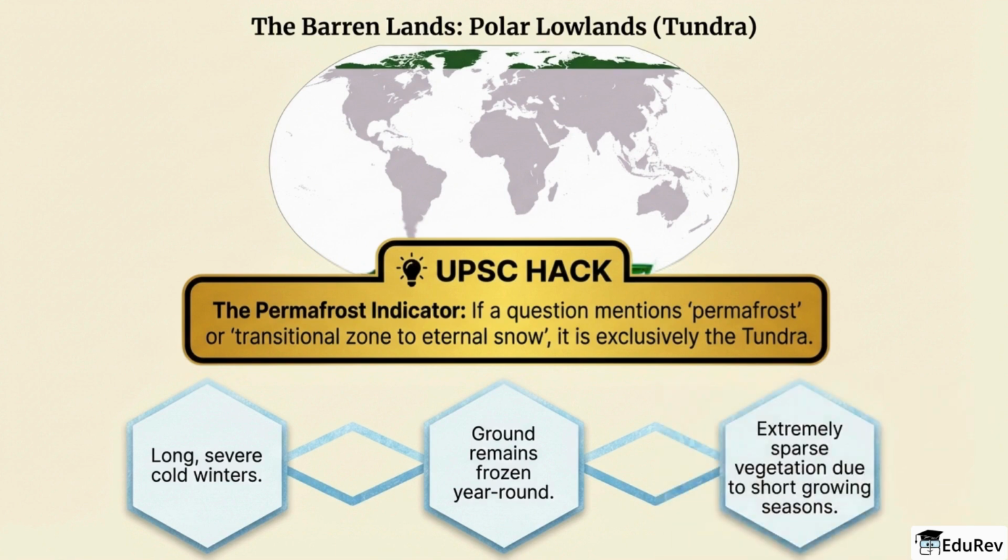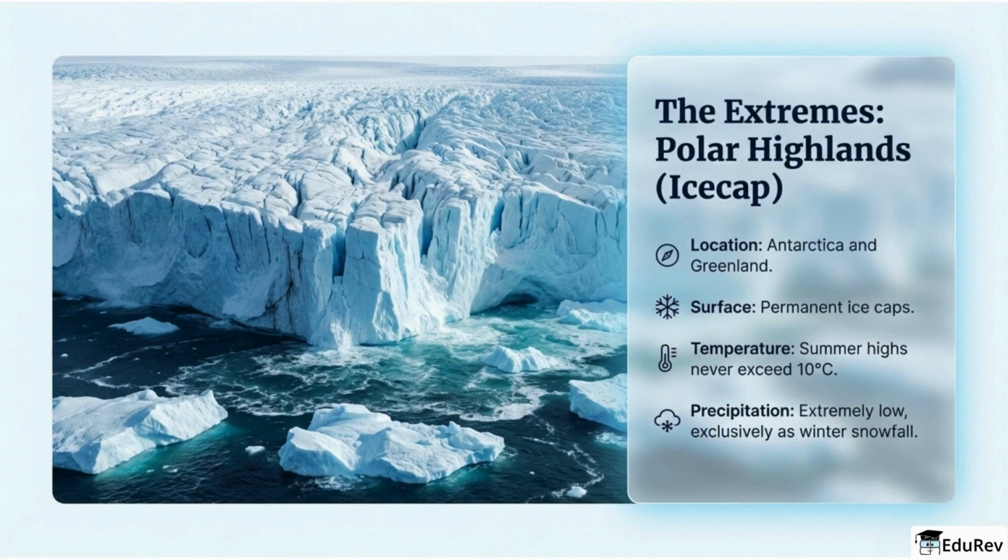Vegetation becomes sparse. That is why tundra is not simply cold land. It is a permafrost-controlled ecosystem with stunted vegetation and very limited biological productivity. This is a direct prelims clue. If you see permafrost, do not drift toward taiga or ice cap. Lock tundra immediately.